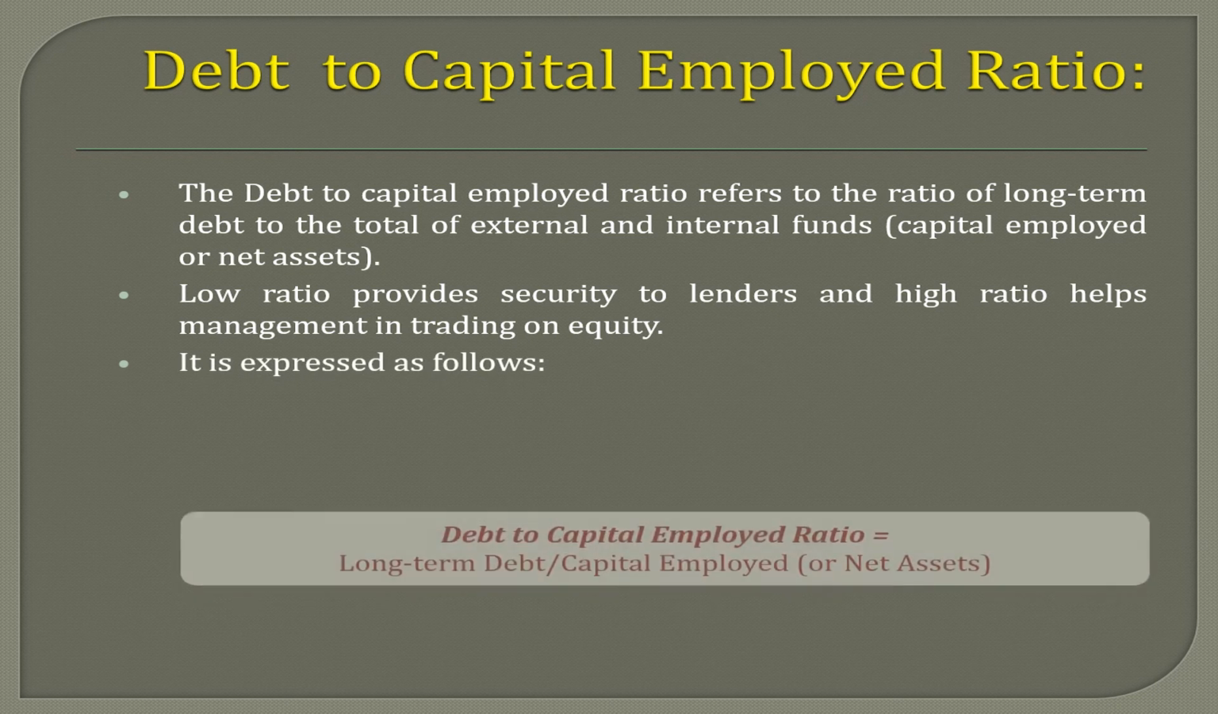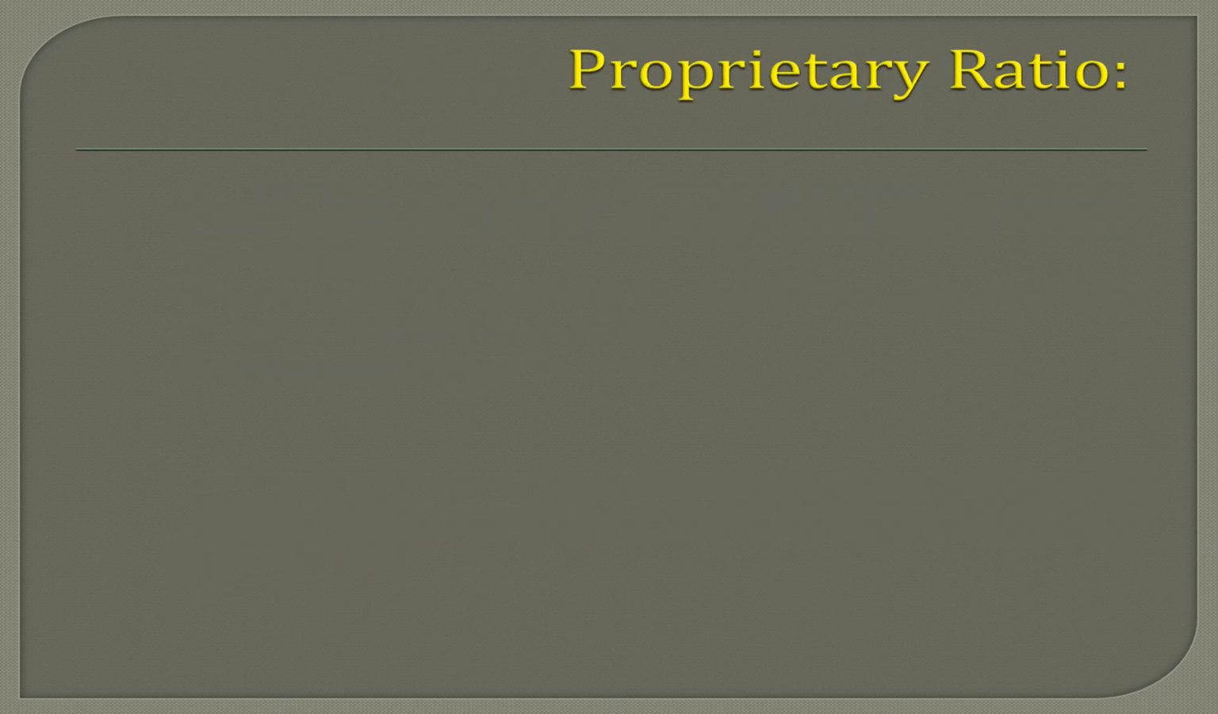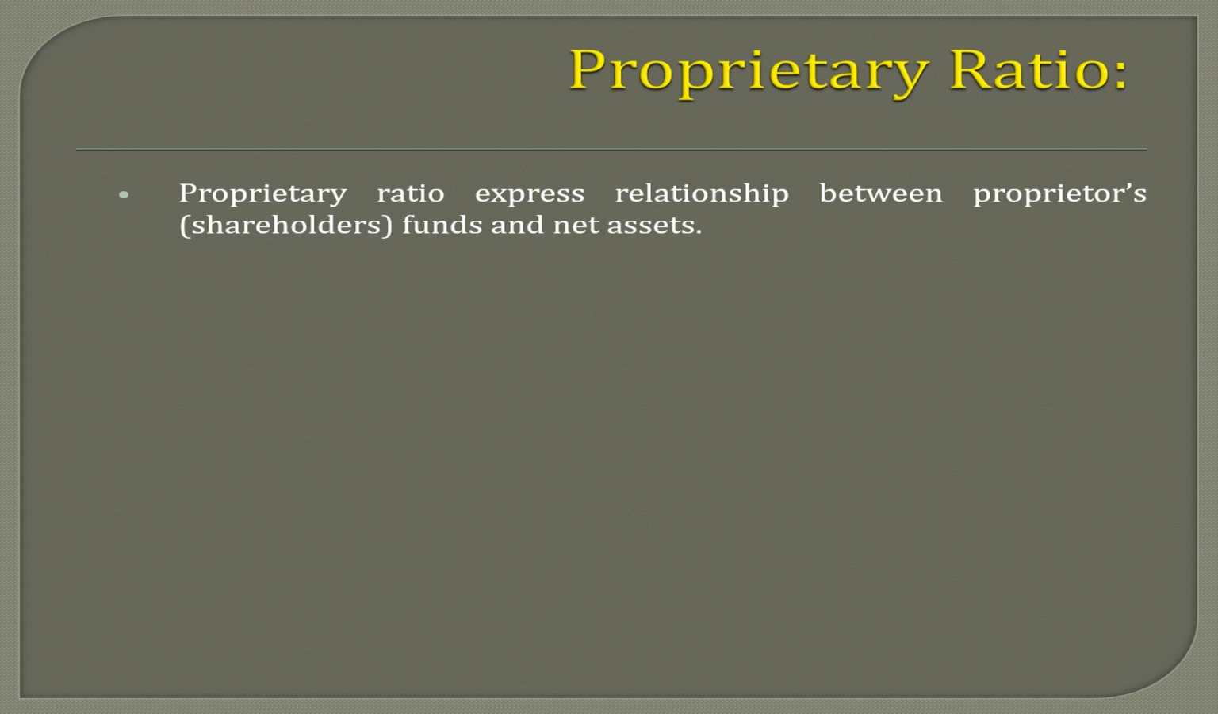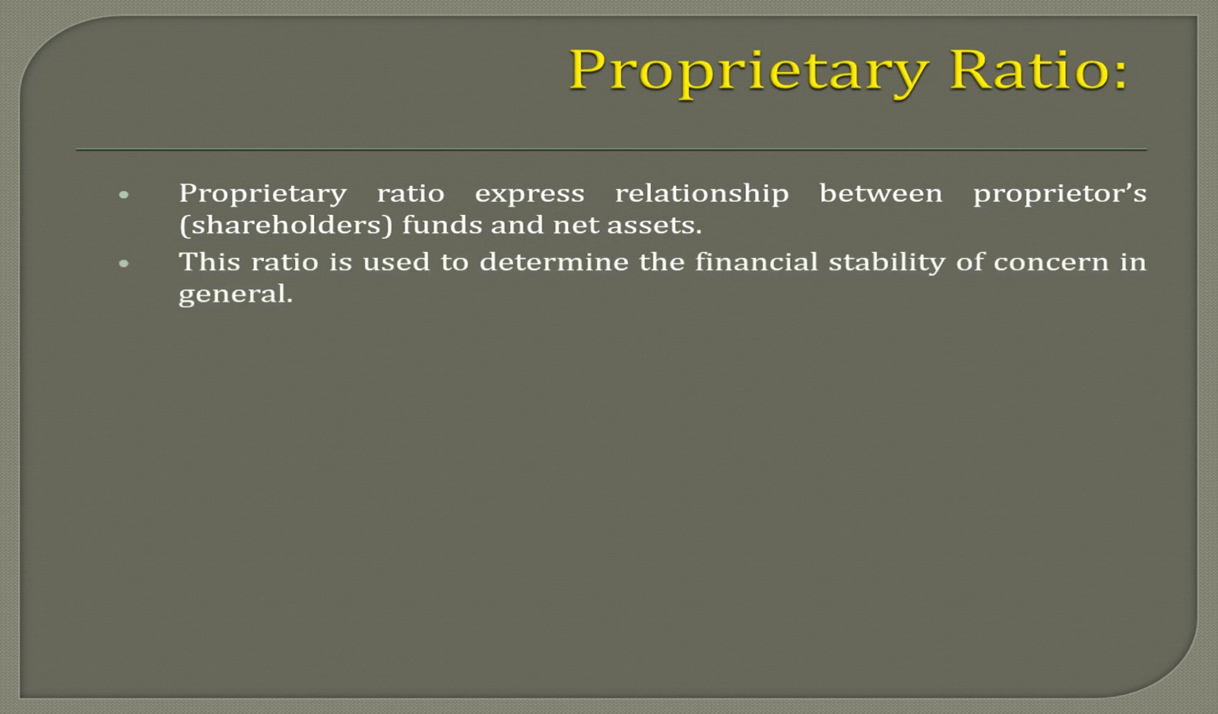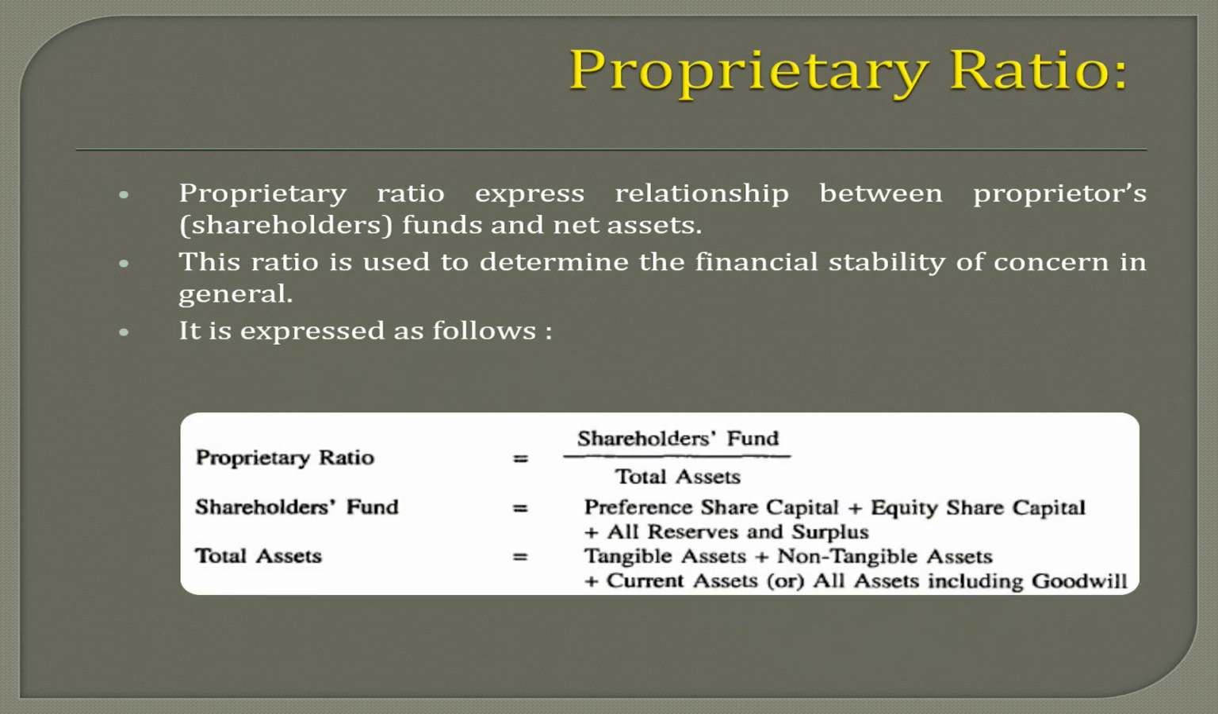And the next type is proprietary ratio. Proprietary ratio expresses relationship between proprietors' funds and net assets. This ratio is used to determine the financial stability of concern in general. So, proprietary ratio is equal to shareholders' fund upon total assets. Now, what is shareholders' fund? Shareholders' fund is equal to preference share capital plus equity share capital plus all reserves and surplus.